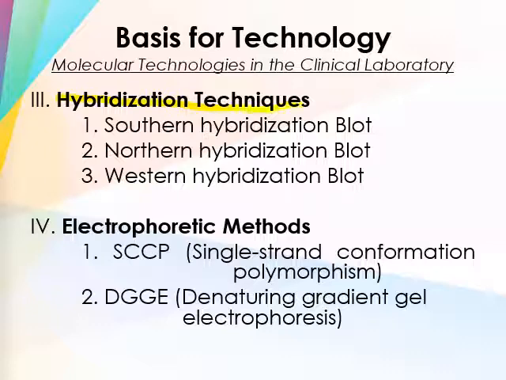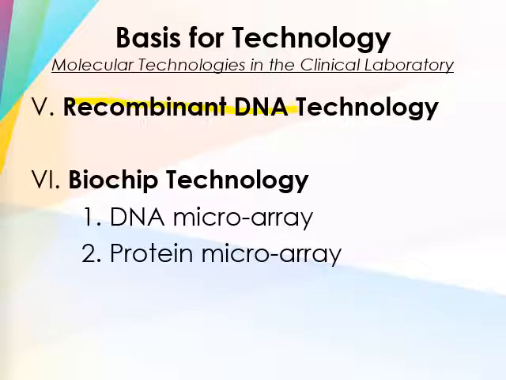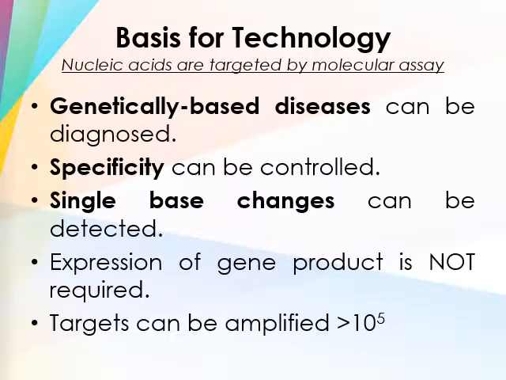Hybridization techniques, we have the Southern, the Northern, and the Western blot. Electrophoretic methods, we have SSCP, the single strand conformation polymorphism, or DGGE, the denaturing gradient gel electrophoresis. We also have recombinant DNA technology and biochip technology that uses DNA microarray and protein microarray. So for the nucleic acids that are targeted by the molecular assay, genetically based diseases can be diagnosed, specificity can be controlled, single base changes can be detected, expression of the gene is not required, and targets can be amplified.